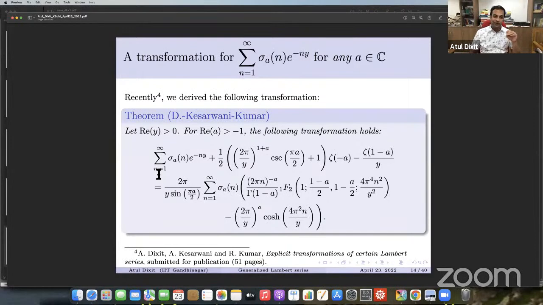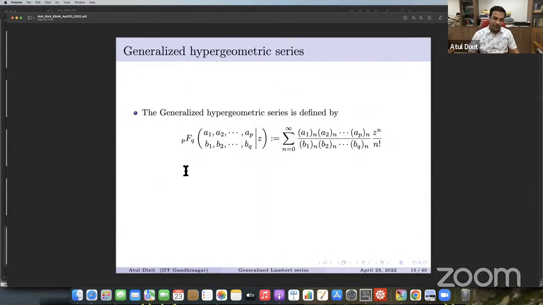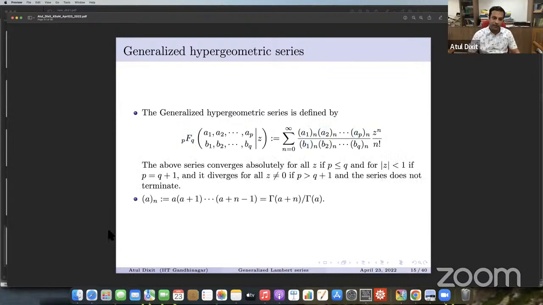Let me explain first what 1F2 means. In general, this pFq, generalized hypergeometric series, is defined in this way. You have these which are called shifted factorials, and they can be written as quotients of gamma functions. They're called shifted factorials because if you put a equal to 1, this becomes a factorial, n factorial. So you have p shifted factorials in the top, q shifted factorials in the bottom, and then z to the n over n factorial.